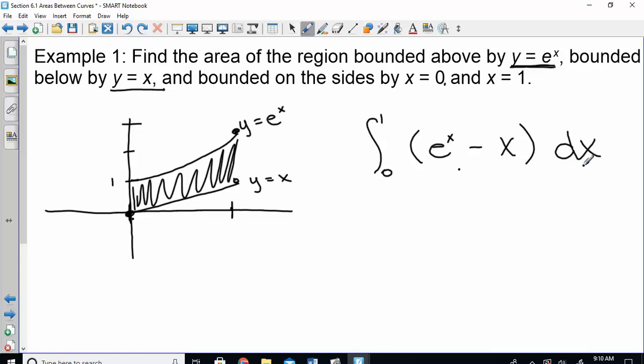Tomorrow we will look at some where we integrate in terms of y, and I'll show you why we might do that. But you just have to make sure the numbers on your integral, the variables you use throughout, are all the same. All of these are x's. And then this is something we should be able to integrate.